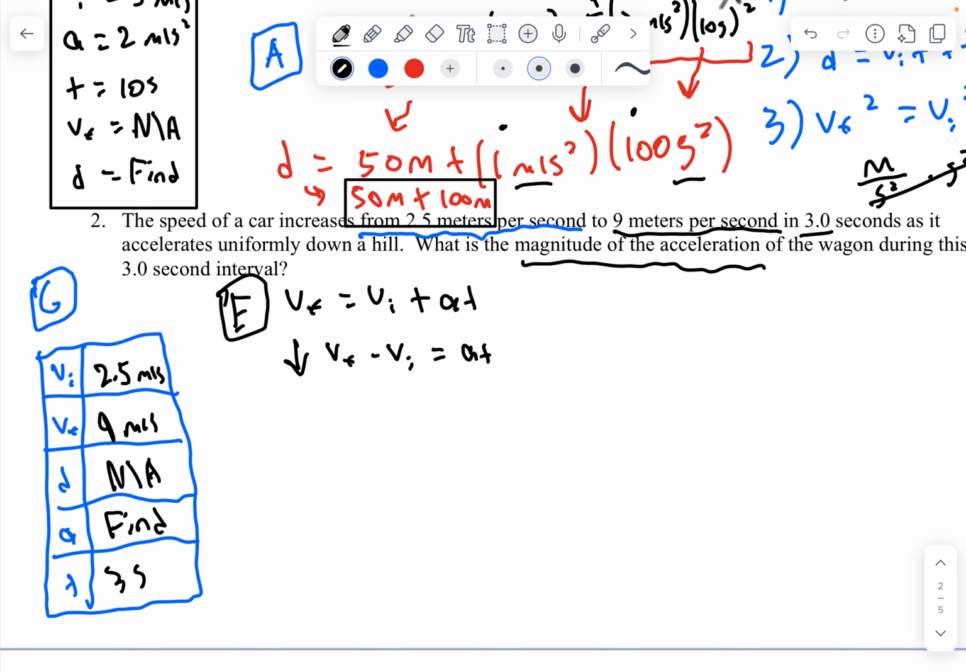And then we divide by T on both sides, and then this crosses out here. That means A, acceleration, equals the final velocity minus the initial velocity over time. And we've already seen that in Unit 1. See, we're going to keep using these equations that we used in Unit 1, for example, for the bowling ball lab.